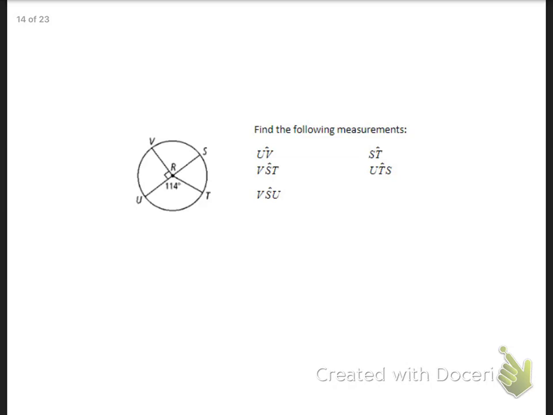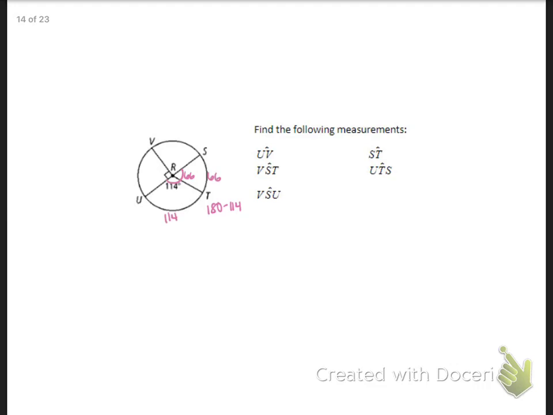Okay, so in this, I'm going to go ahead and find all the missing stuff in here first. So if I look, this represents 180. So if I do 180 minus 114, I should get what that angle is going to be, which is 66. And it's going to represent that arc.